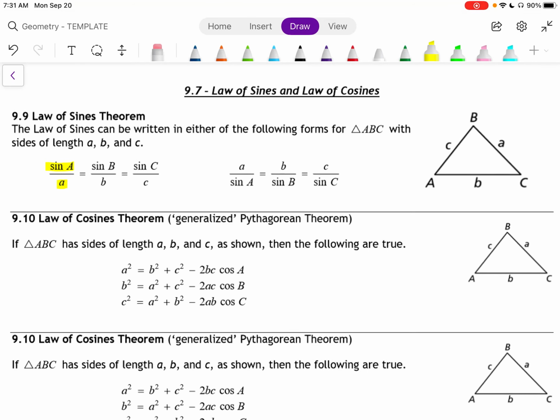Let's look at this in our picture here. A is an angle, and opposite of A is side A. And then that follows for B and for C.